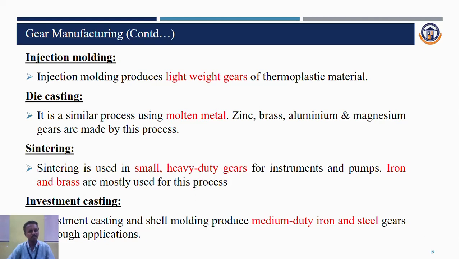Next method is investment casting. Investment casting and shell molding procedures produce medium duty iron and steel gears for rough applications.